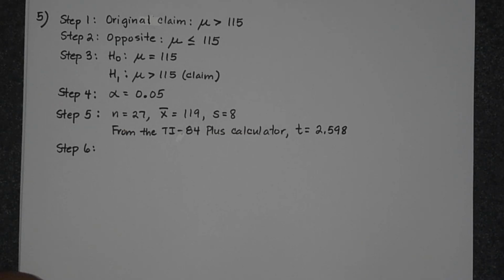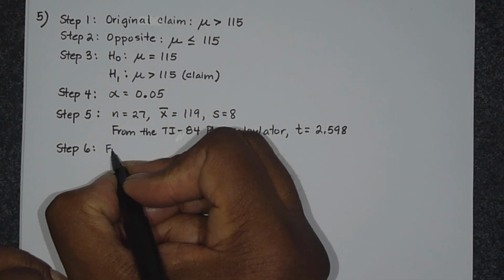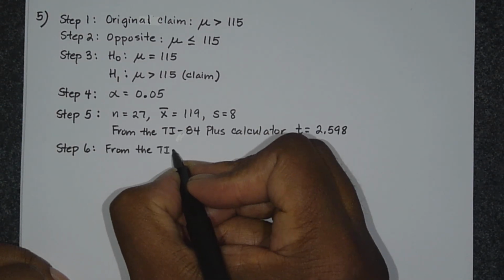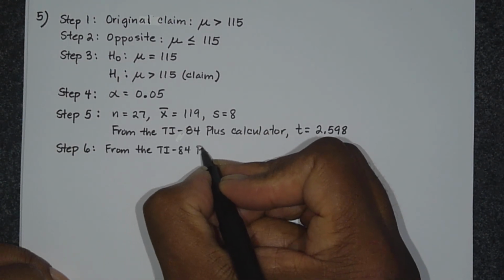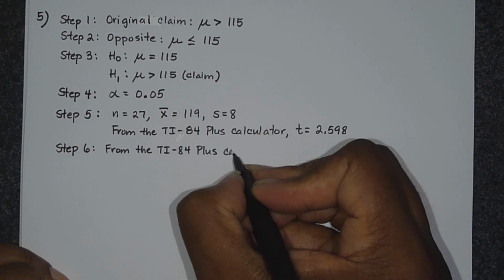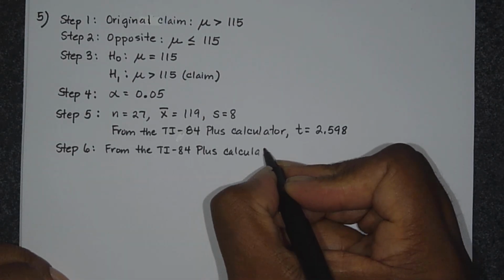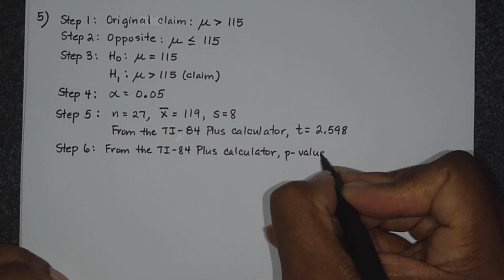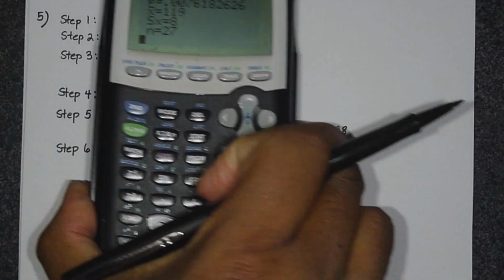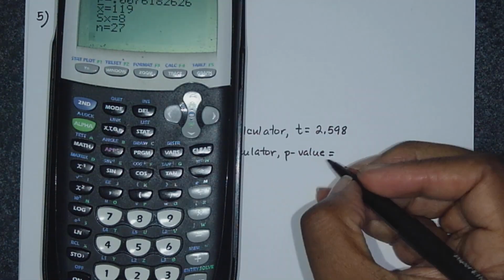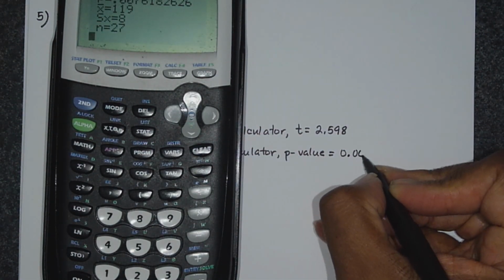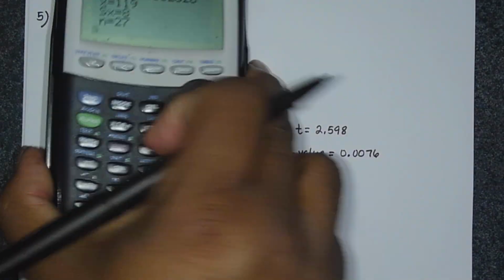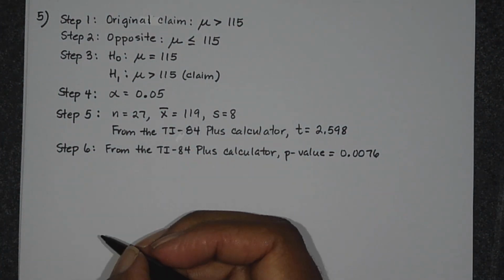Step number 6, we find the p-value from the TI-84 Plus calculator. It's 0.00, and I'm going to say to 4 decimal places, 0.0076.